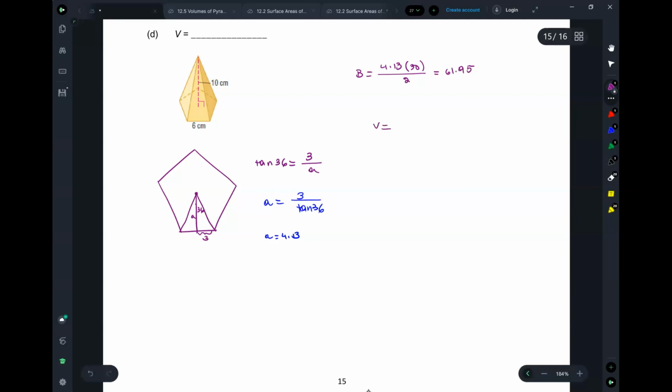So volume, this is a pyramid. It's base times height divided by 3. 61.95 times 10 divided by 3. 206.5 units. Centimeters cubed. Okay.